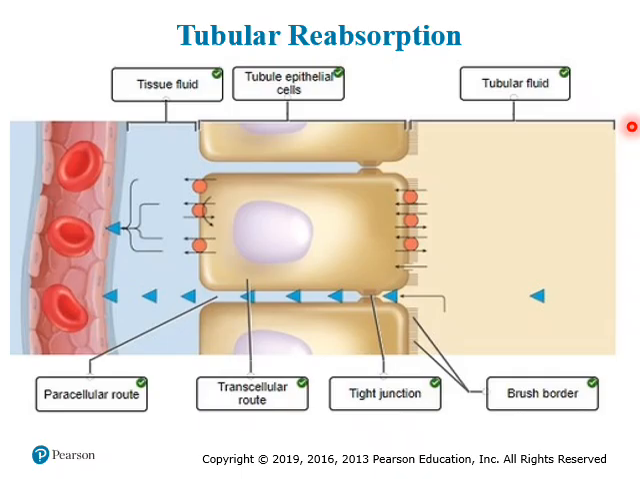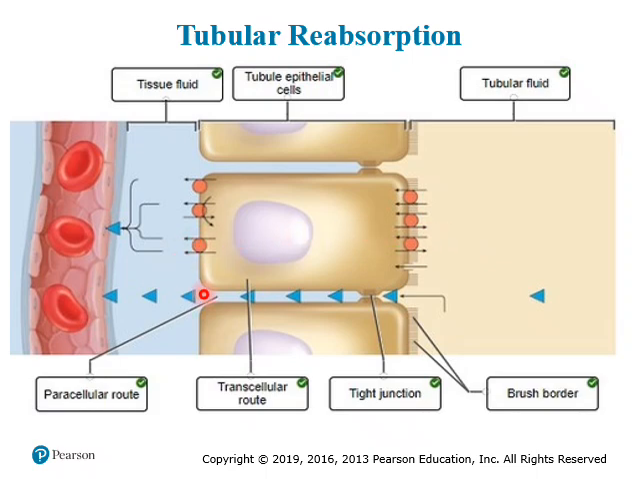And there are ways by which tubular reabsorption happens. One is by the transcellular route, and the other one is by the paracellular route. So let's take a look at the transcellular route. This is the paracellular route. Let me just point out, the transcellular route is going through the cells.